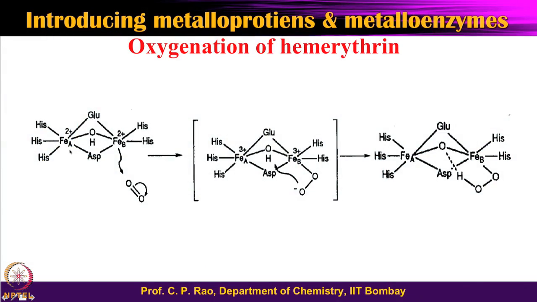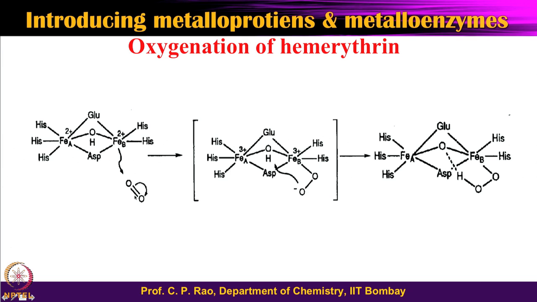Because this protein is a very tough protein, it is a huge protein, and studying all the phenomena is not that easy. So, we just take only a comparative kind of approach here. Now, you see that the ion A has 3 histidines, ion B has 2 histidines, and in the deoxy form both are 2 plus, and the bridging is OH. And one of the carboxyl bridging is from aspartic acid, the other carboxyl bridging is from glutamic acid.